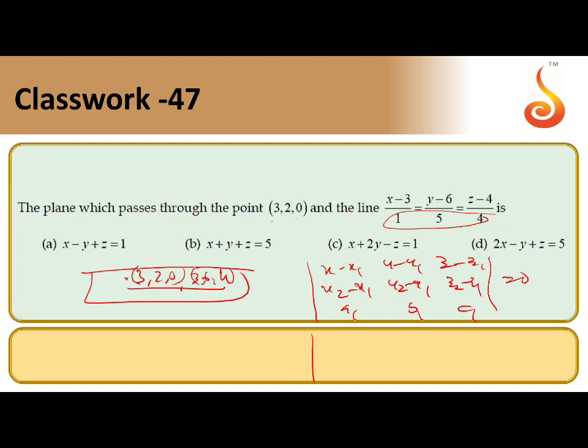So now this gives x minus 3, y minus 2, z minus 0, then x2 minus x1: 3 minus 3, 0, 4, and 4 minus 0, 4. Next 1, 5, 4 equal to 0. So you can solve the equation to get the answer here. What is the first row? x minus 3, y minus 2, z; 0, 4, 0; 1, 5, 4. I will solve the remaining part on the next page.